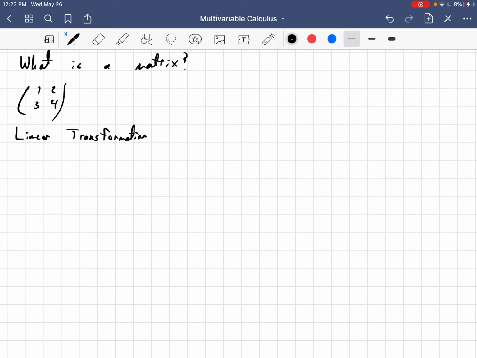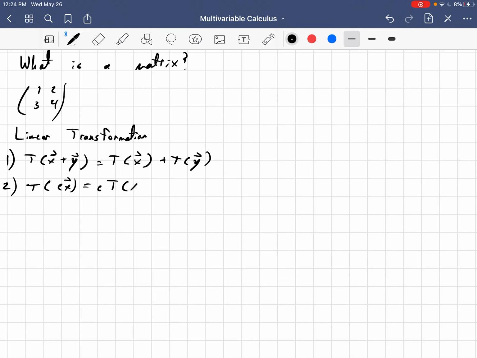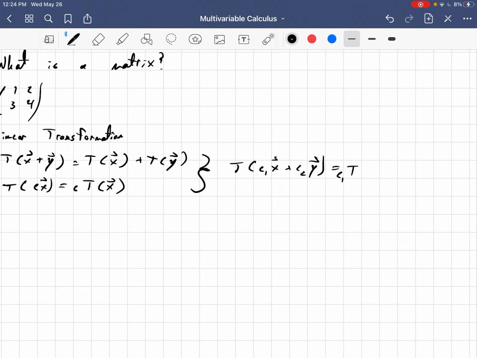So a linear transformation is a subset of multivariable functions, and they're multivariable functions that have two properties. Essentially linearity, right? So the transformation on the vector x plus the vector y is the transformation on the vector x plus the transformation on the vector y. And then the second property being that the transformation of any scalar multiple of a vector is going to be a scalar multiple of the transformation on the original vector. And these two combined together essentially give that T of c sub 1 x plus c sub 2 y is equal to c sub 1 T of x plus c sub 2 T of y.